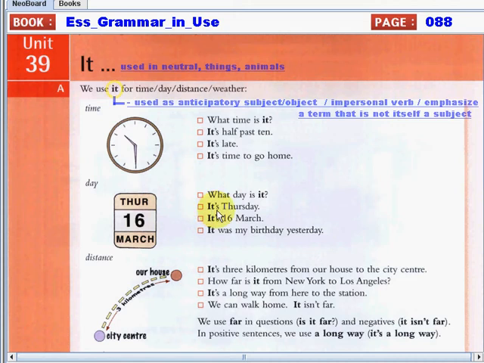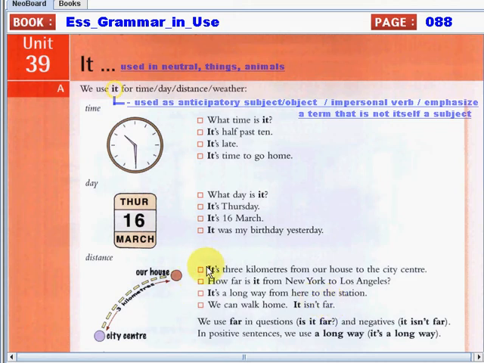So let's go now to the distance. Let's read the first example for this one. It's 3 kilometers from our house to the city center. Next is, how far is it from New York to Los Angeles? Next, it's a long way from here to the station. Last one is, we can walk home. It isn't far.